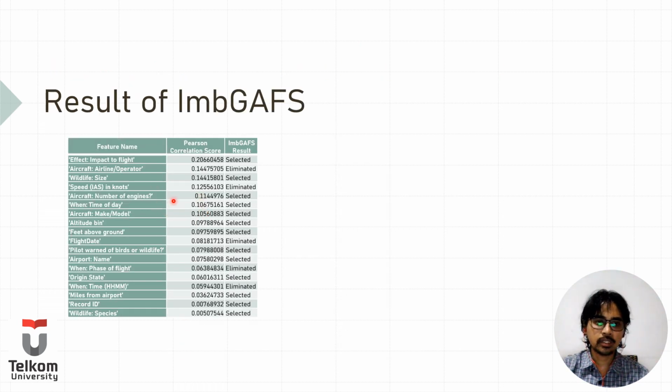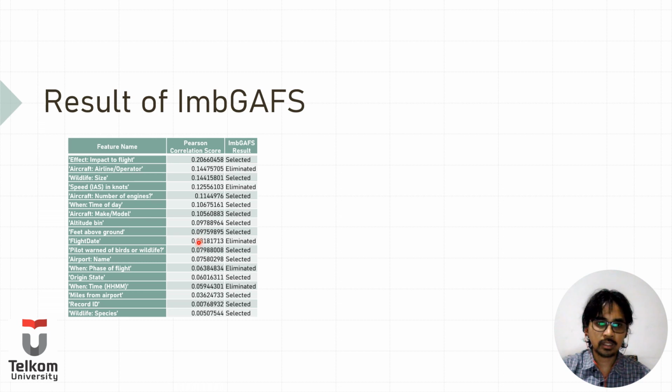So here we can see this is the result of the feature selection of our novel ImbGAFS. These are the feature names in the dataset of the aircraft bird strike dataset. And here are the Pearson correlation scores of each feature towards the label. And at the right side is the selection result of the ImbGAFS. Here we can see that the selection done by ImbGAFS does not take into consideration the magnitude of the Pearson correlation.